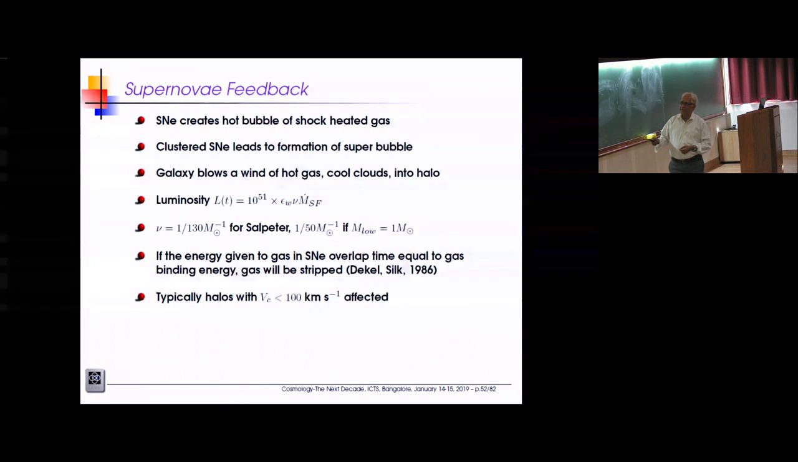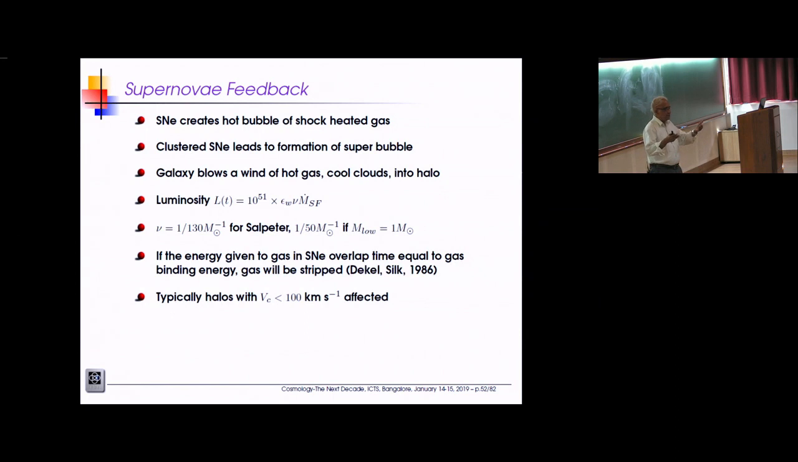If the energy given to the gas by the supernovae is equal to the binding energy of the gas in the potential well of the galaxy, then it can completely get stripped and escape the galaxy. Long time back, Dekel and Silk made such an estimate and found that typically small mass halos, less than about 100 kilometers per second, will get stripped of their gas by the first bursts of star formation.